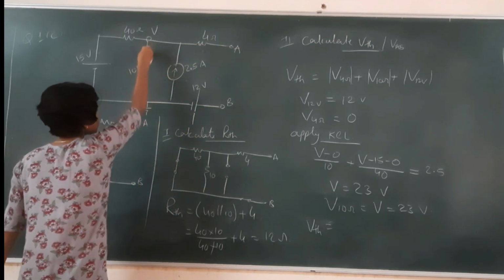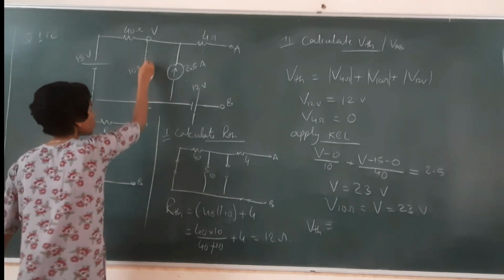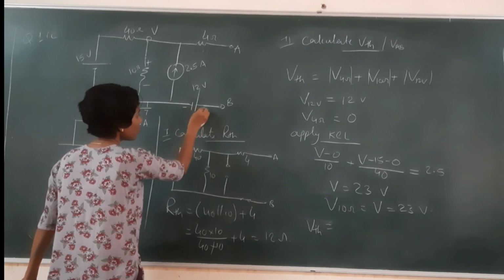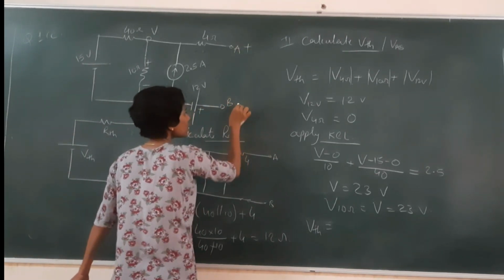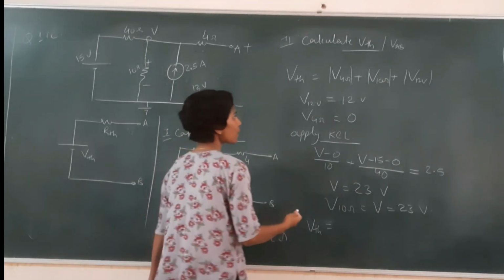What about this? This is at the higher potential, 23 volt, and this is at the lower potential, 0, that means this is positive, this is negative, right? And here in the battery it is given negative, positive, right? So this is the polarity. What about the terminal A? That is always taken as positive and B always taken as negative. So let's add all the values according to the polarity.